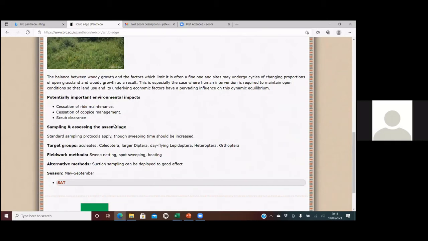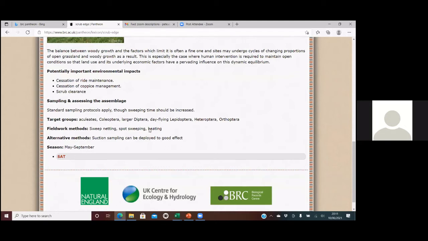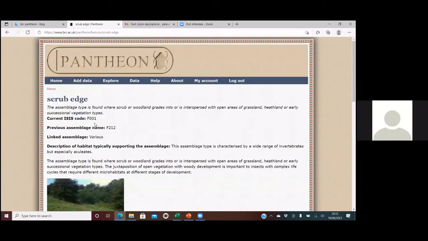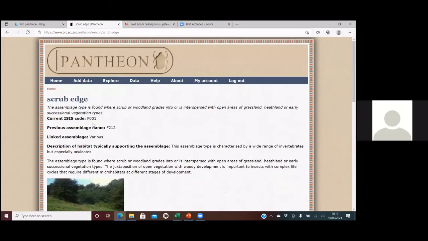It explains about the assemblage, what it comprises of, what could damage those sorts of habitats. So basically, total scrub clearance and cessation of coppice and ride management will have impacts. And it once again gives us the target groups that we're searching for, the field methods, and when to carry out the survey. In this case, it doesn't tell us the score, which is actually 15. But if there's any time that information is missing like that, we can work it out in other ways, and we'll look at that a little bit later.